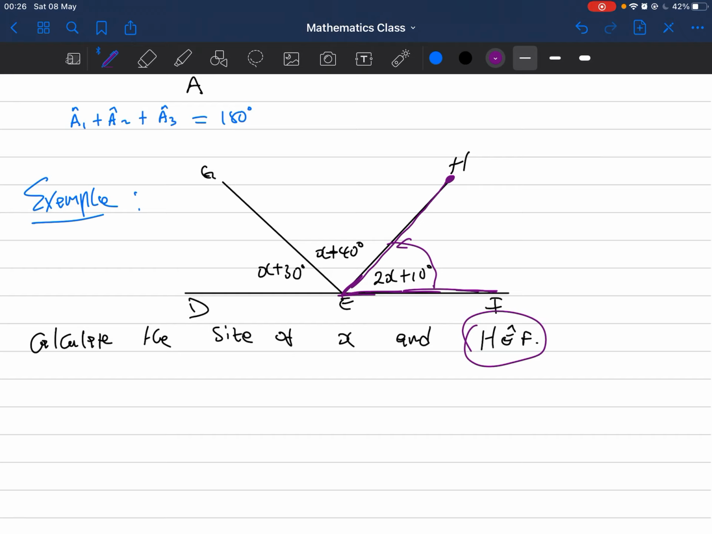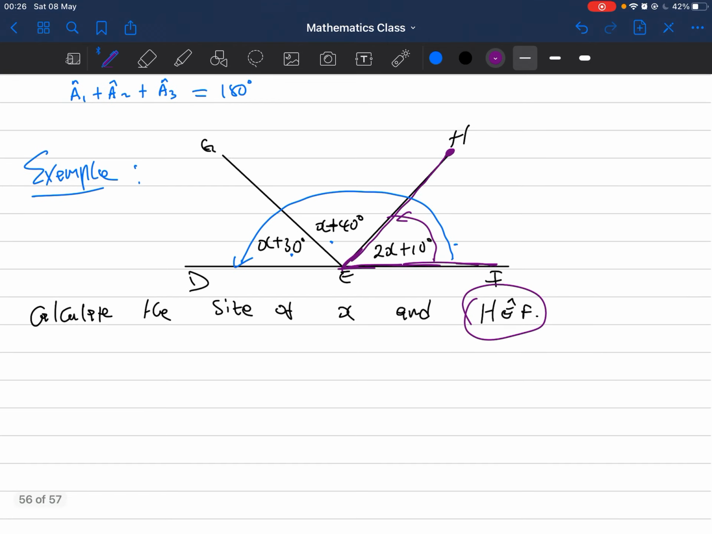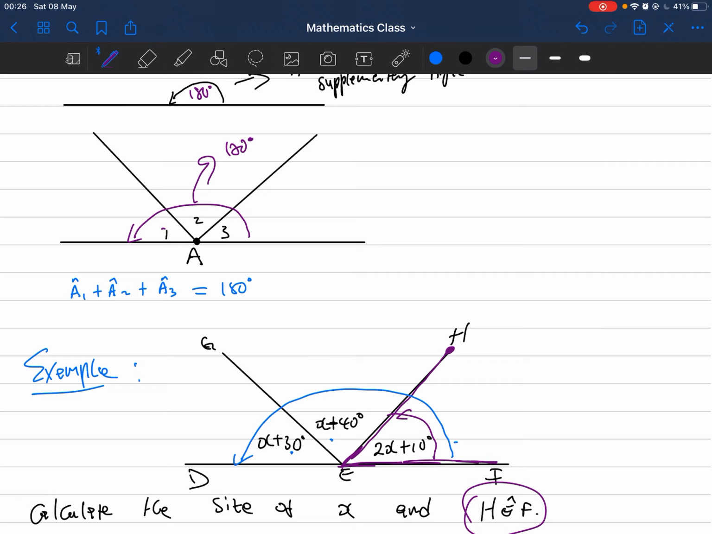But first you need to find x. Now how do we do this? Firstly, you need to recognize that the sum of these three angles is equal to 180, because they are supplementary angles. The sum of the angles in a straight line is equal to 180. So let's try and solve this problem. Remember that the sum of these angles is equal to 180, as we said A1 plus A2 plus A3 give you 180.